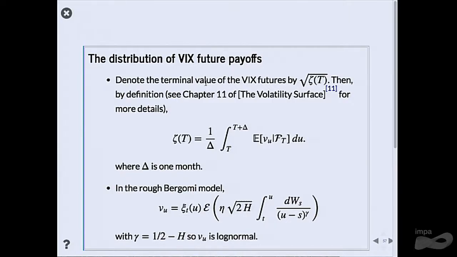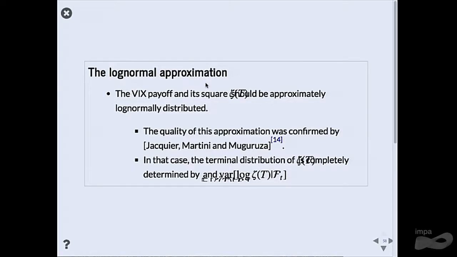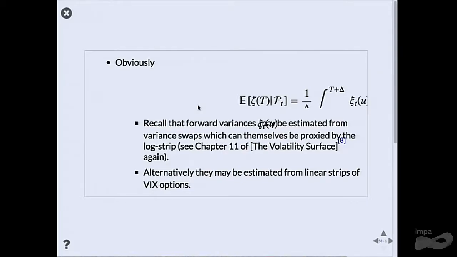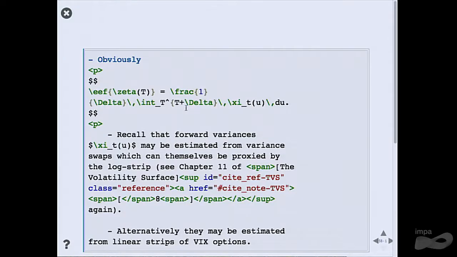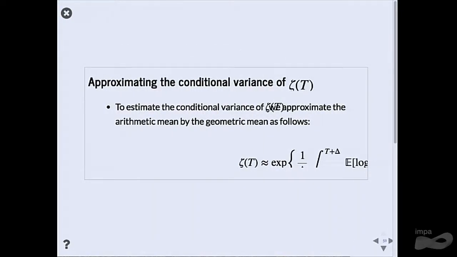And essentially what we do is we make a number of approximations. Approximations that were subsequently justified in a paper by Antoine Jacquier and his friends, Claude Martini and his student Aitor Muguruza. So the point is that the VIX and its square should be approximately log normally distributed. And if they're log normally distributed, in order to characterize the entire distribution, we need only the mean and the variance. The mean is the VIX squared, to be more precise, or the variance swap. And the variance is easy to approximate. So we can approximate the conditional variance of VIX squared.